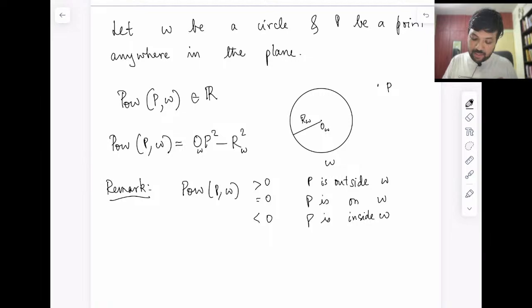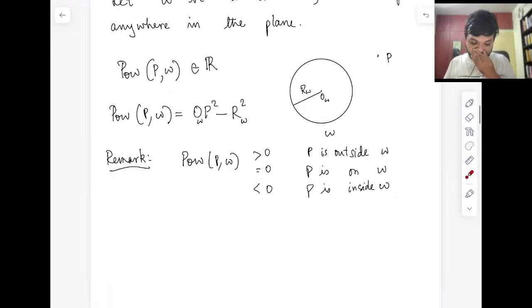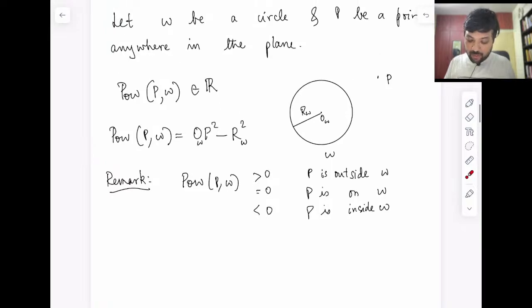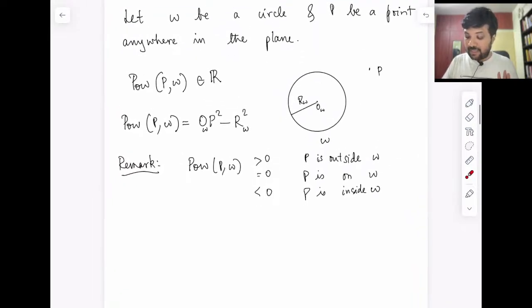I mean, if OP, the distance of P from O is less than R, then it's equal to saying OP square minus R square is negative. Okay, so P is inside omega, the circle, then you have essentially positive, it can be positive, negative or 0. So now what is the use of this power of a point? The remarkable use of this power of a point is the following.